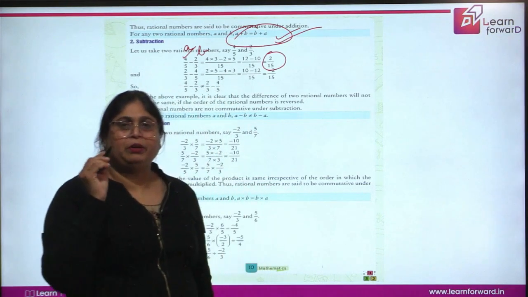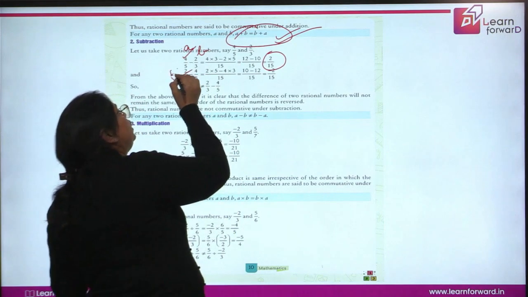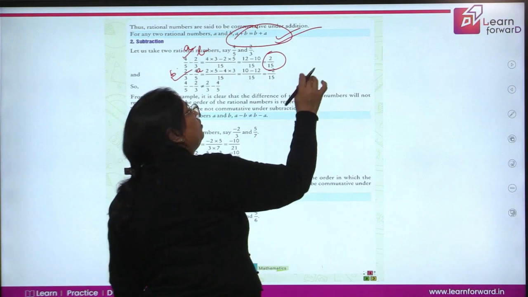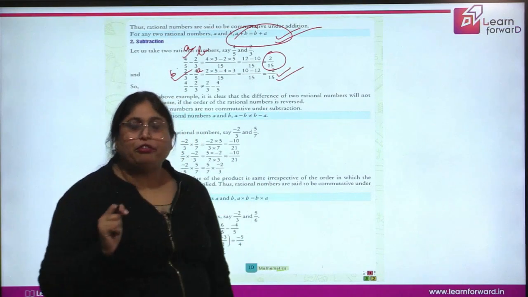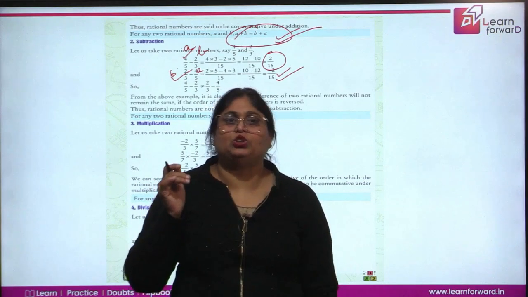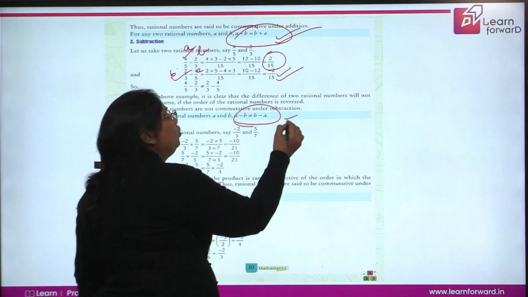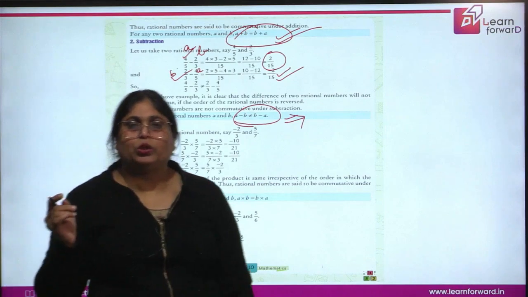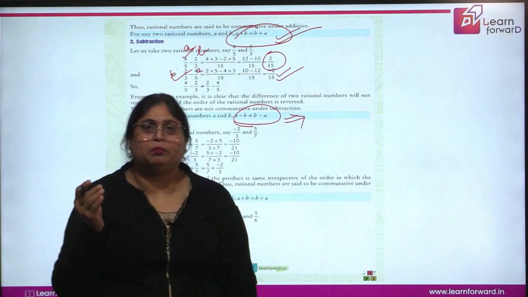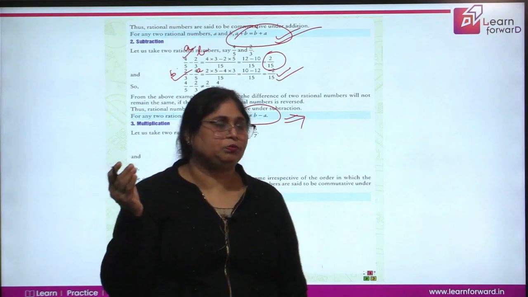Let me check for B minus A. B is now 2 upon 3 and A is 4 upon 5. So I am getting the answer as minus 2 upon 15. So what you have seen? A minus B is not equal to B minus A. So it's not holding good for subtraction. The commutative property is not true for subtraction of rational numbers.